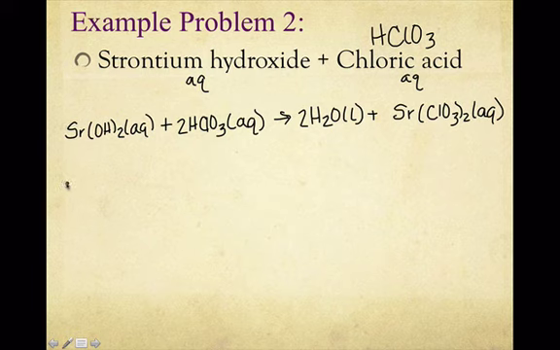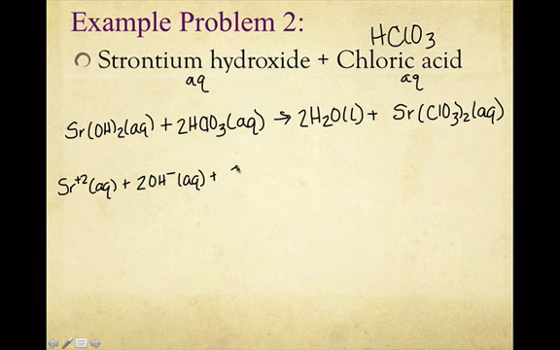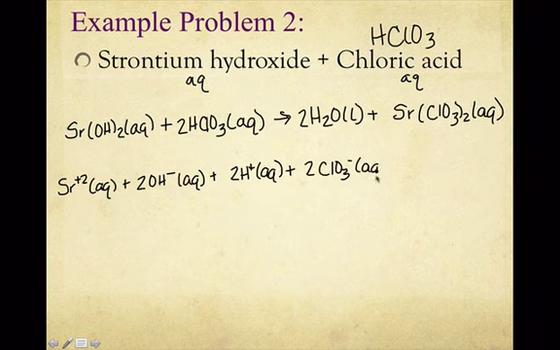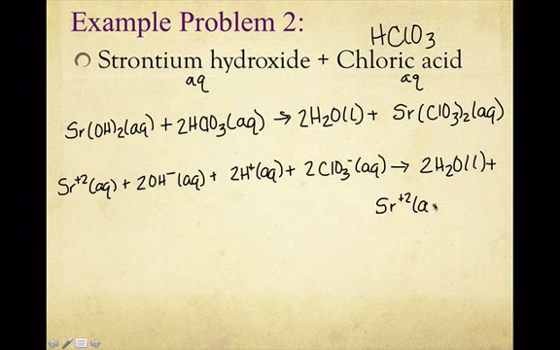The next thing we're going to do is write the complete ionic. So I'm going to take everything that's aqueous and I'm going to split it up into its ions. So we have a strontium ion plus 2 hydroxide ions plus 2 hydrogen ions plus 2 chlorate anions. That 2 is going to go to the hydrogen and to the chlorate, plus 2 waters, and those stay intact because they're a liquid. And then you have your strontium, again with the plus 2 charge, and the 2 chlorate ions, which are also aqueous.